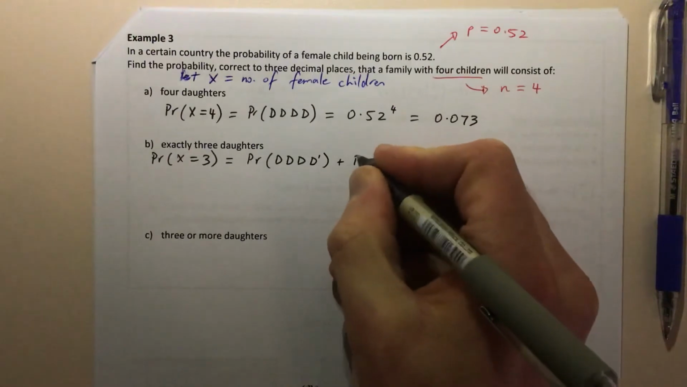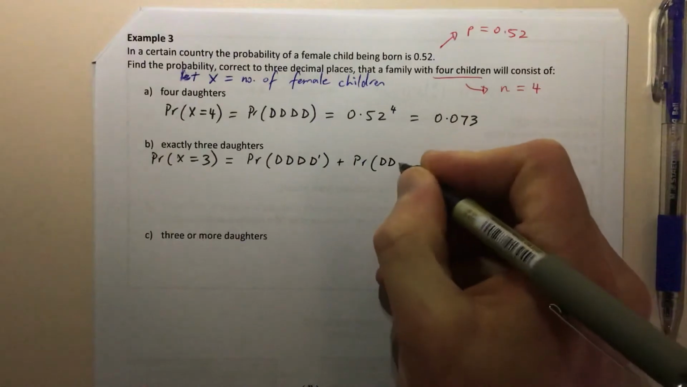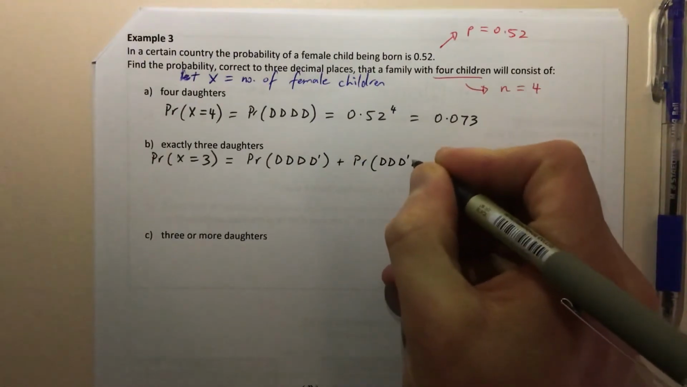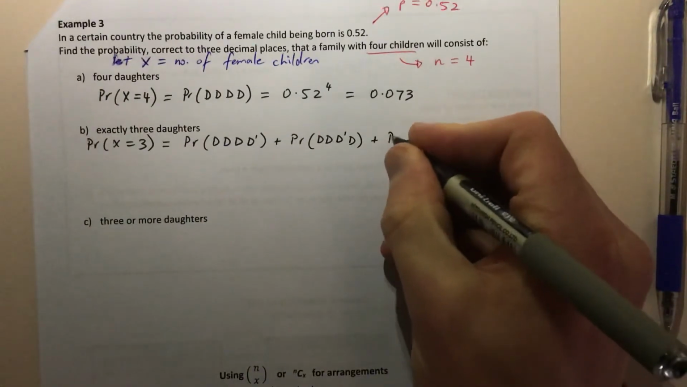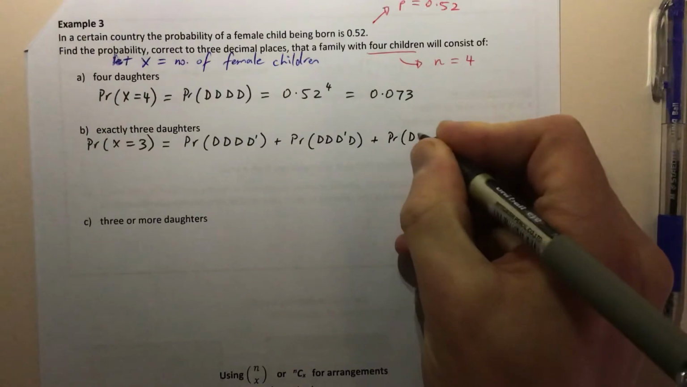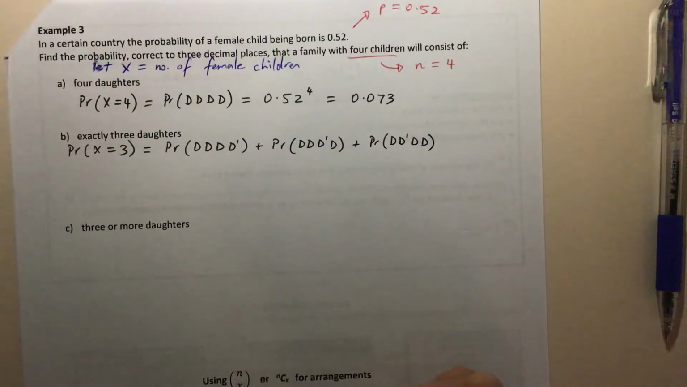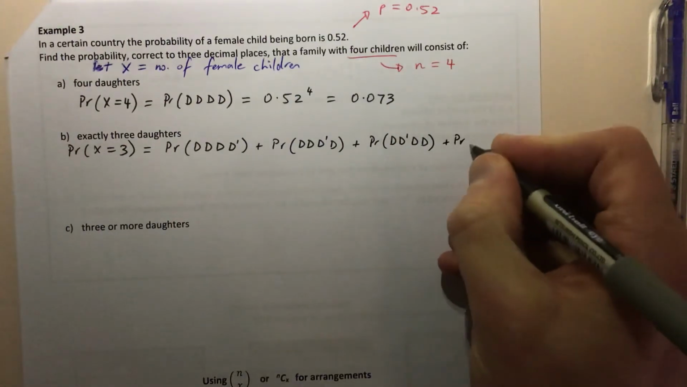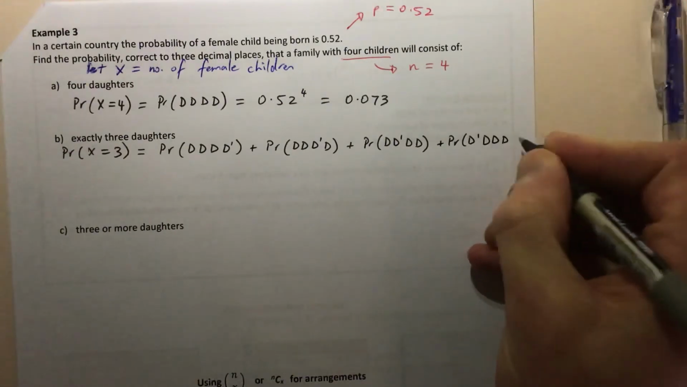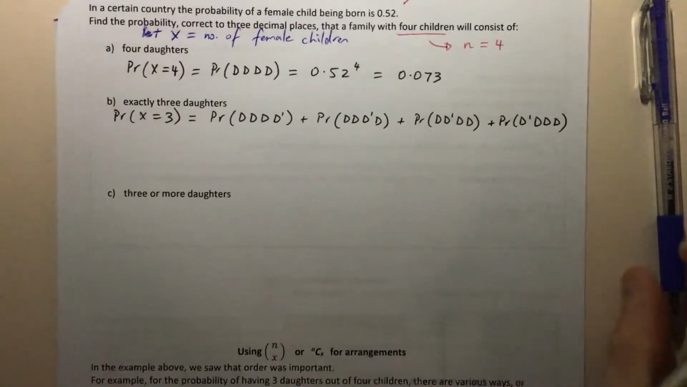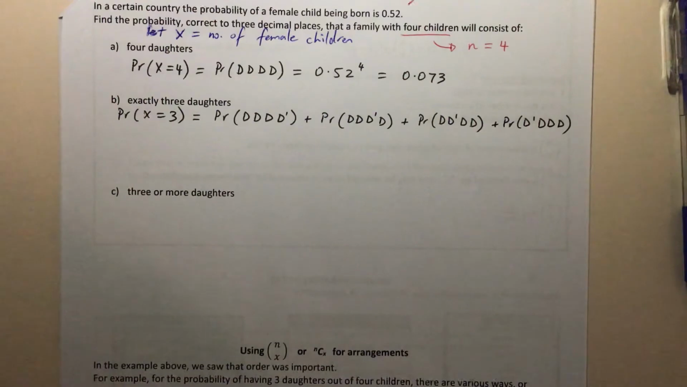The other way that it could happen, or another way that it could happen, is that we could get the first two children being female, then the third one's not, then the fourth one is, right? So that gives us 3 out of 4. We could also get a female child, then not female, then female, then female. Or we could get the first child is not female, and then the next 3 are. All right, so there's actually 4 different ways that we can get exactly 3 daughters in this family of 4.